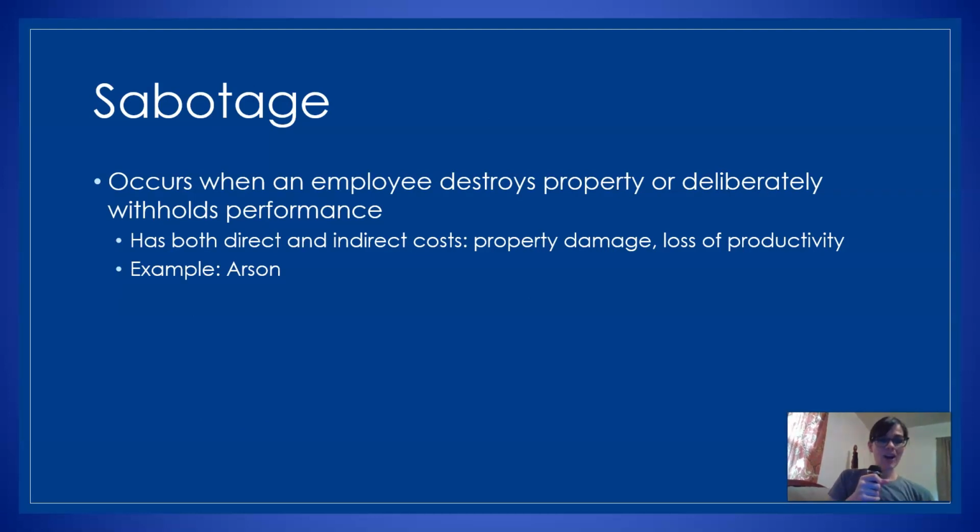So sabotage typically will occur when an employee either destroys property or deliberately withholds performance. So they deliberately don't do the work that they're supposed to do. That can be considered a form of sabotage. And so this has both direct and indirect costs. Directly, it can cause property damage. Indirectly, it can cause a loss of productivity.